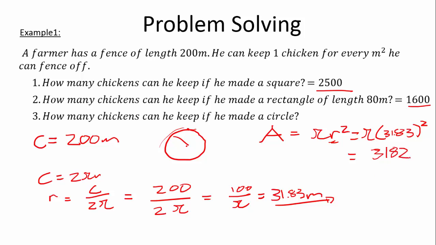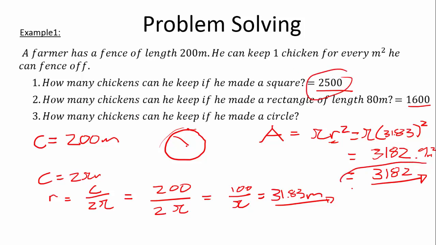3,182. 0.9, but we can't use a 0.9 because you can't have a ninth of a chicken. So remember that's meters squared. So that's 3,182 chickens. Sure, that is a lot more.